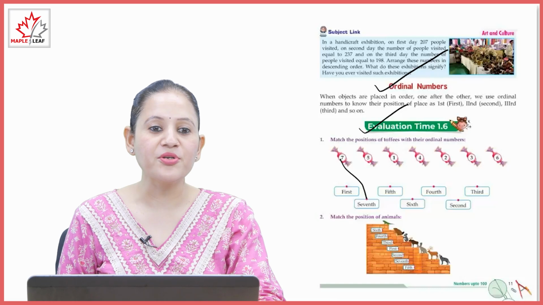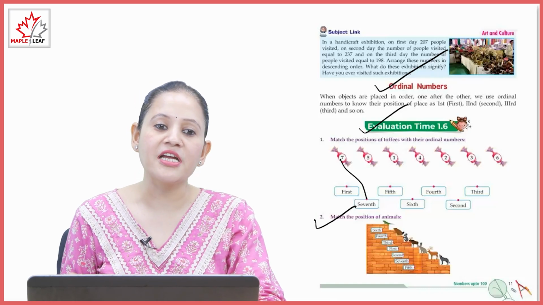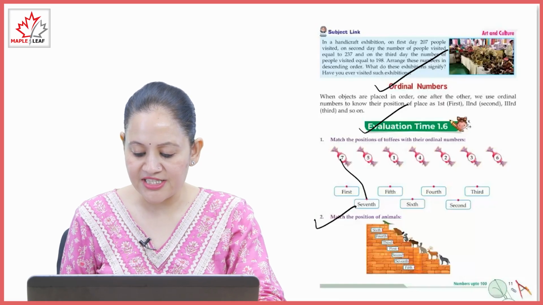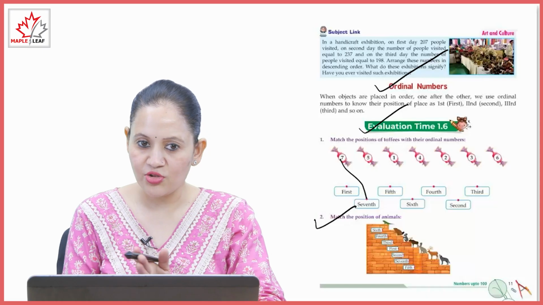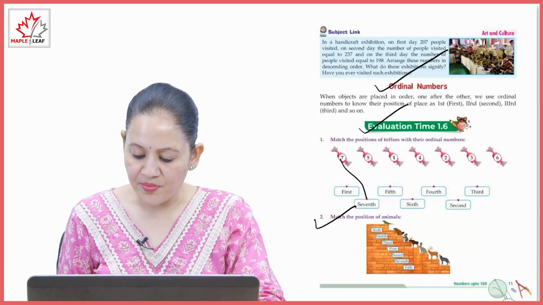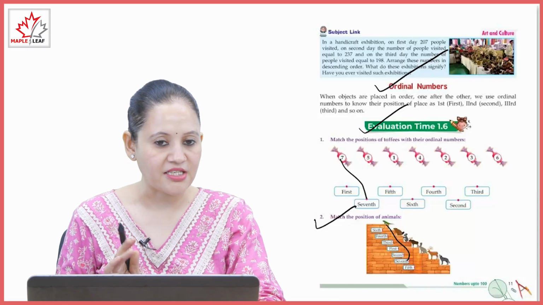Next is match the position of animal. So here we have to match the animal with its position. So start, अगर हम ऊपर से start कर रहे हैं, first, second, third, fourth, fifth, sixth, seventh. अगर नीचे से करेंगे तो इसका reverse हो जाएगा. So जो सबसे ऊपर animal है that is 7th. तो हम इसको 7th से match कर देंगे like this.